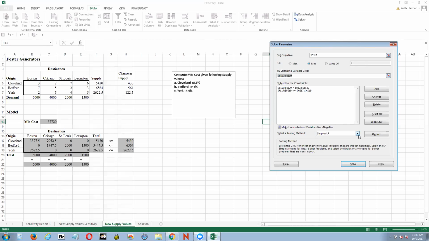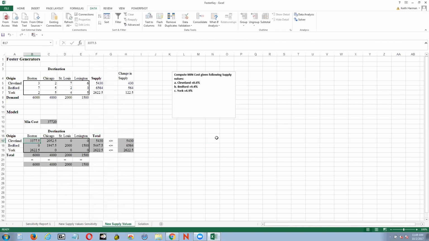And here we increase them. I'll just click on the formula bar real quick. And so we've got the minimum costs worked out there. And we changed the supplies for Cleveland, Bedford, and York, and those are the origin points, and that's what we changed.